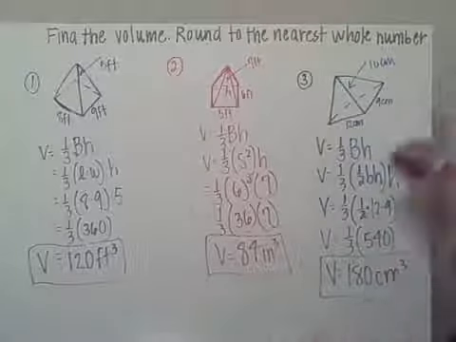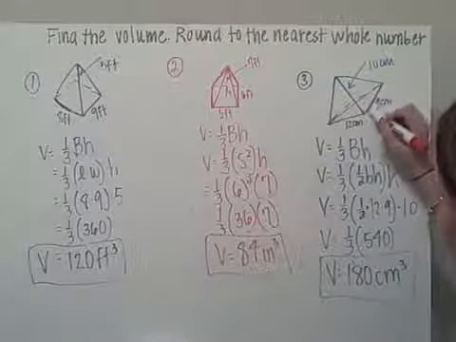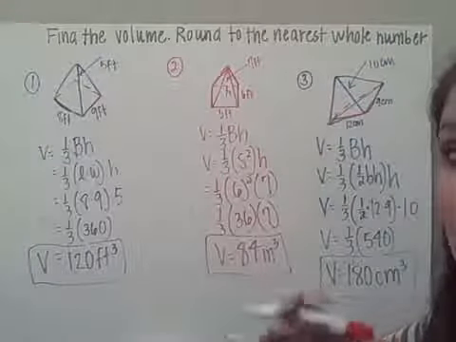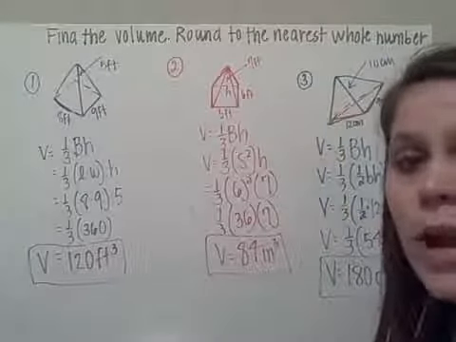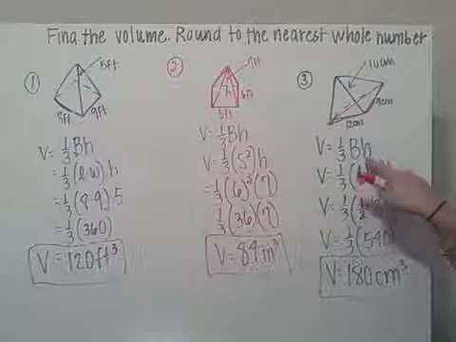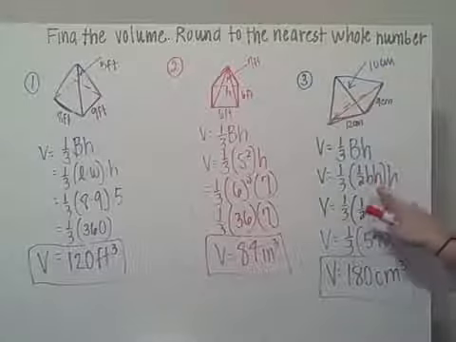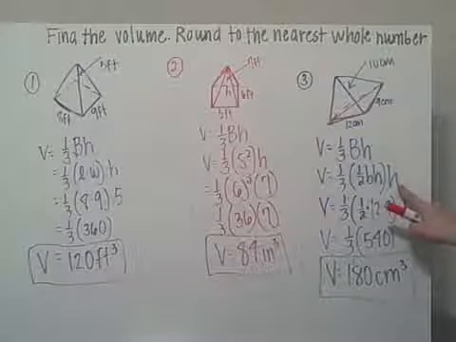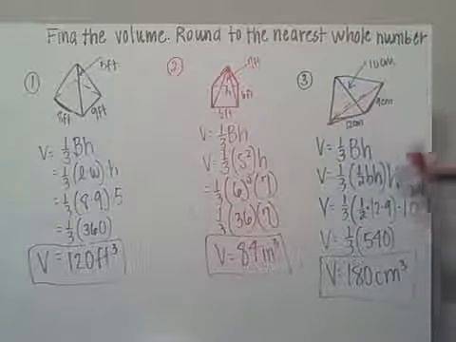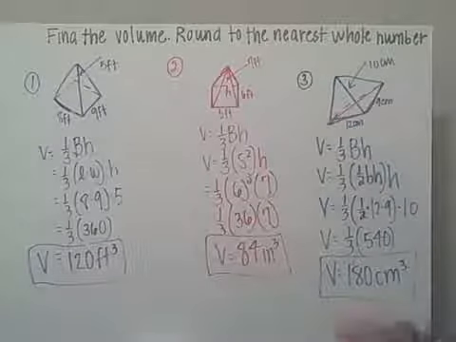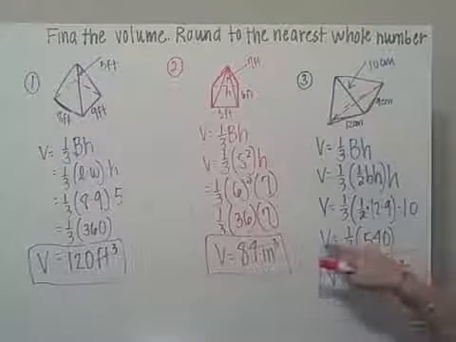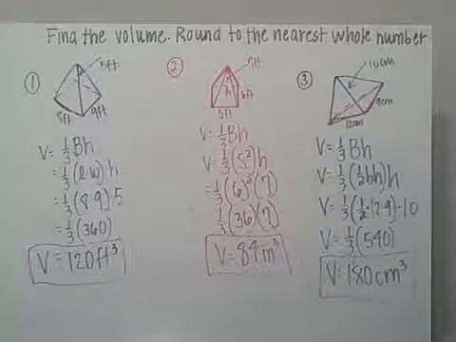And our last one has a triangular base. So big B is going to be the area of a triangle, so 1/2 base times height. So our volume is 1/3 times 1/2 times the base of the triangle times the height of the triangle times the height of the entire figure. So I have 1/3 times 1/2 times 12 times 9 times 10, the height of the entire thing. Well, 1/2 times 12 times 9 times 10 is 540, and 1/3 of 540 is 180 cubic centimeters.